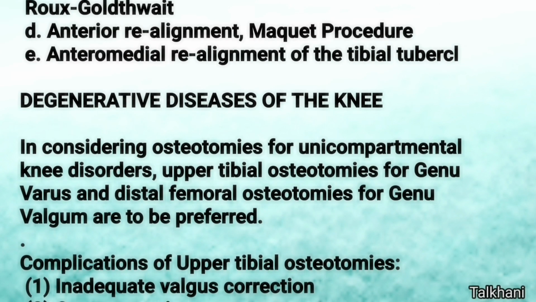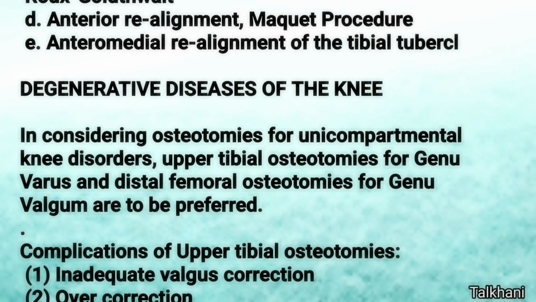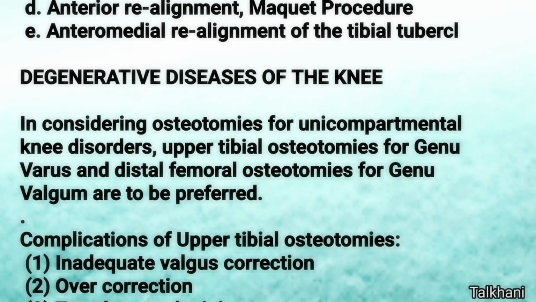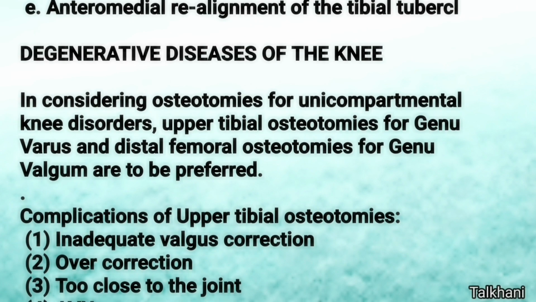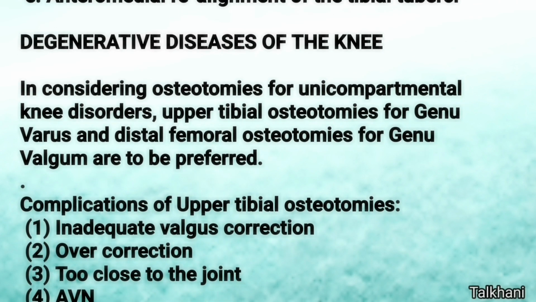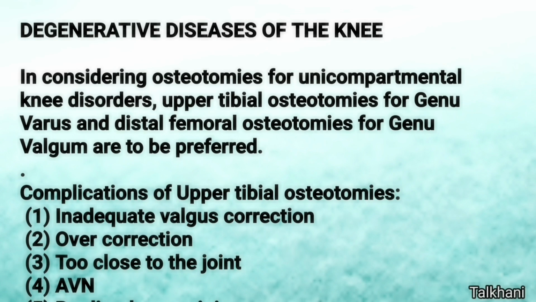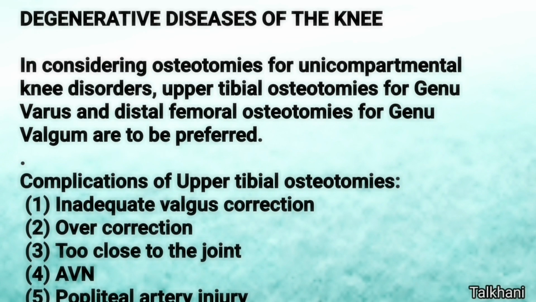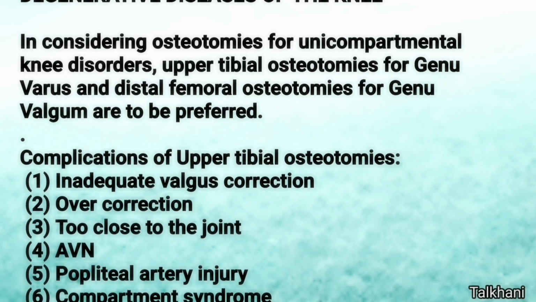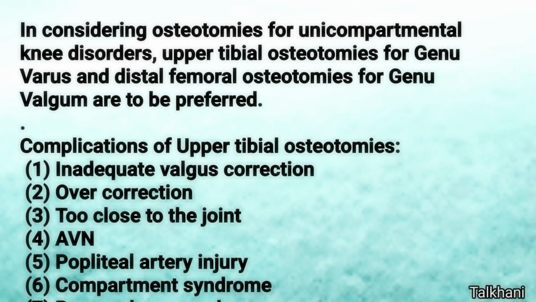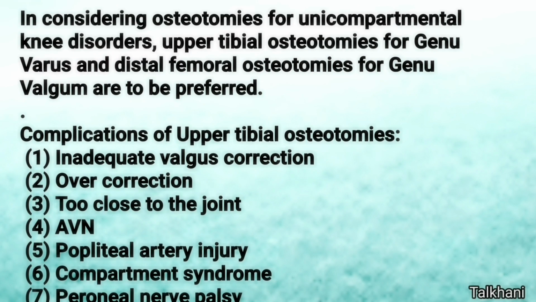like Emslie-Trillat procedure, where tibial tuberosity is hinged medially over the periosteum. Hauser's procedure, where tibial tuberosity is transferred medially. Galeazzi's technique is semitendinosus tenodesis to patella. Roux-Goldthwait procedure is split medial transfer of patellar tendon.